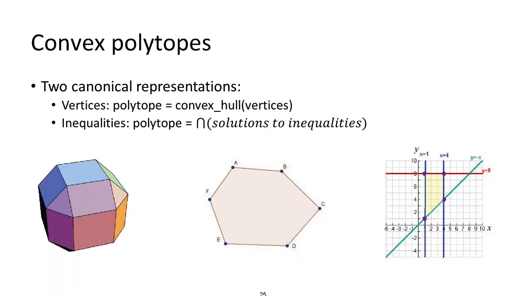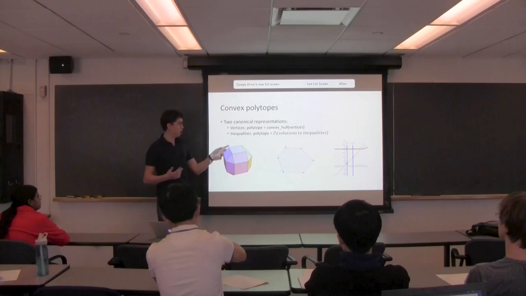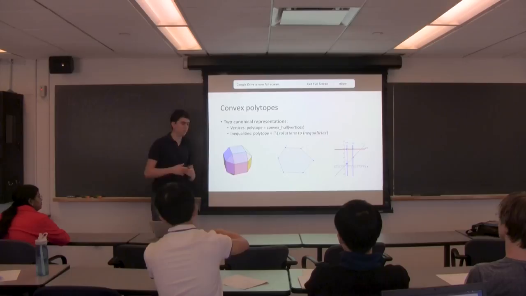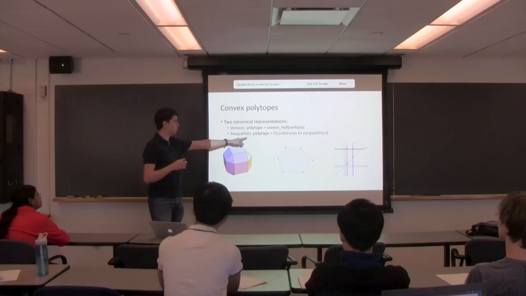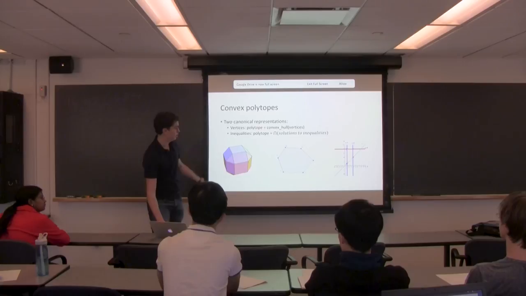And each of these representations has an advantage over the other. Vertices are good to test for emptiness, because if our set of vertices is empty, then our convex polytope is going to be empty. These inequalities are very useful for testing membership, because for any point we can just plug it into every inequality, and if it's true for every inequality, then it is in the polytope.